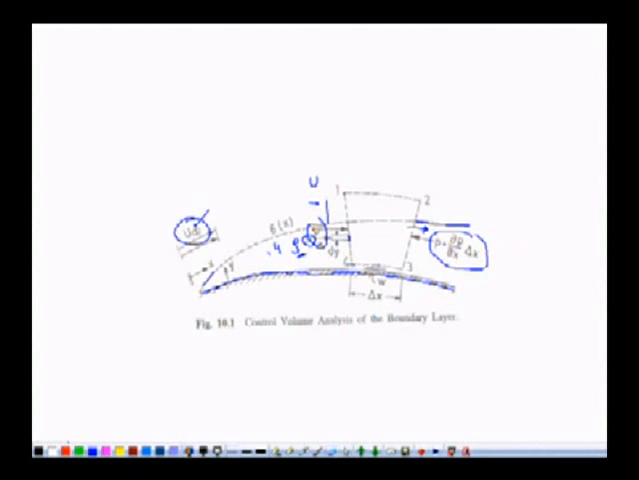So we have a pressure force on this side, a pressure force on this side, and shear stress on this side. So these are the three forces. With the help of these three forces we can write the left hand side of the momentum equation, and with the help of momentum going outside the control volume minus momentum going inside the control volume in x direction we can write the momentum equation.